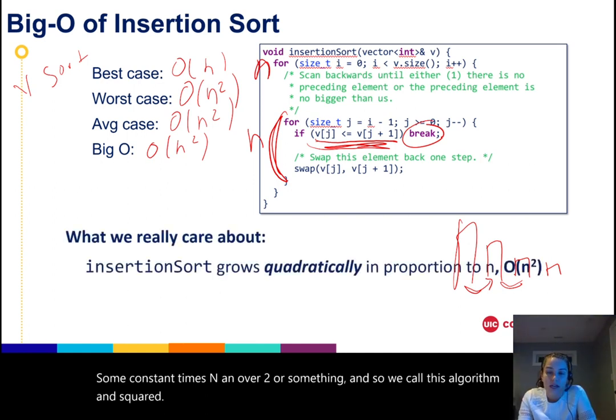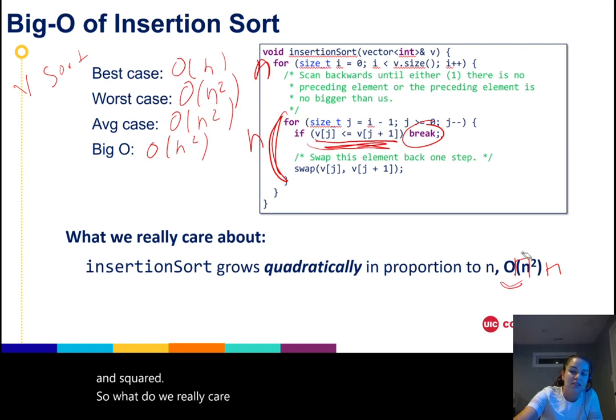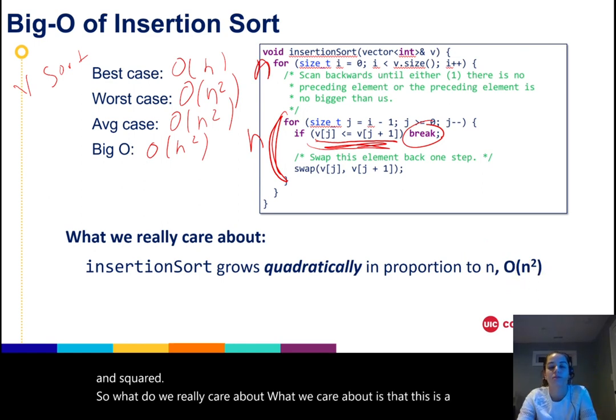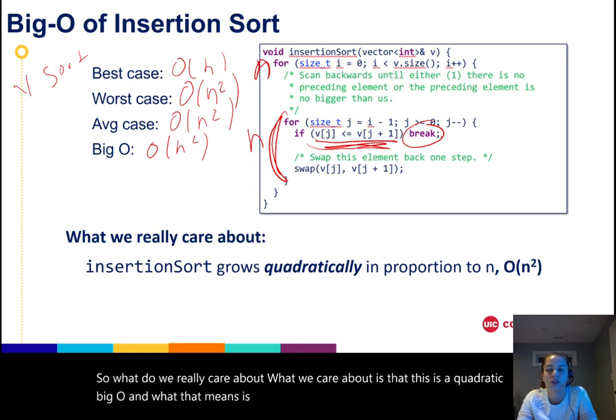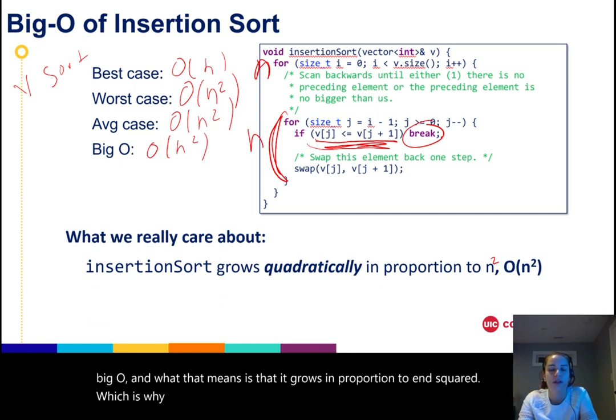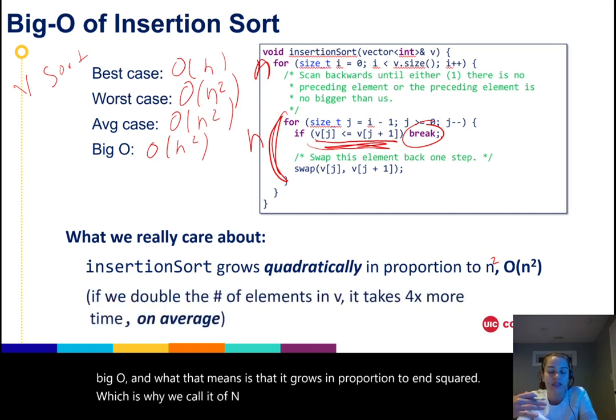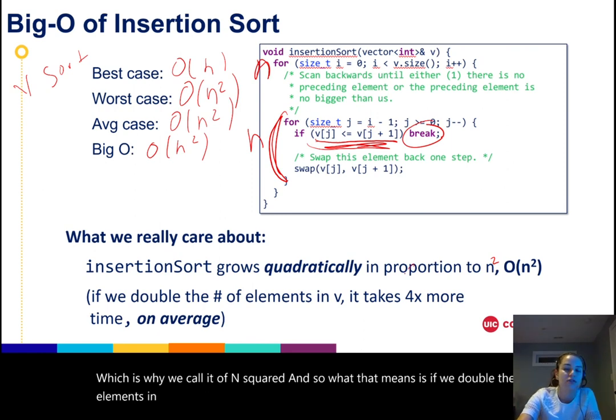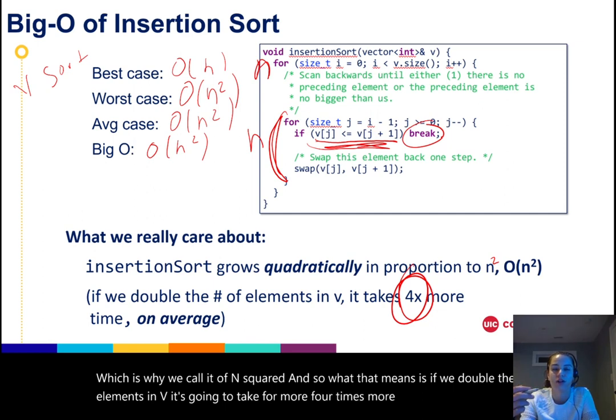So what do we really care about? What we care about is that this is a quadratic big O, and what that means is that it grows in proportion to n squared, which is why we call it O of n squared. And so what that means is that if we double the elements in V, it's going to take four times more on average to run that algorithm.